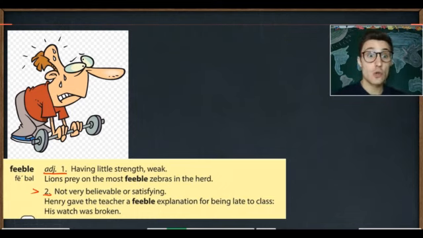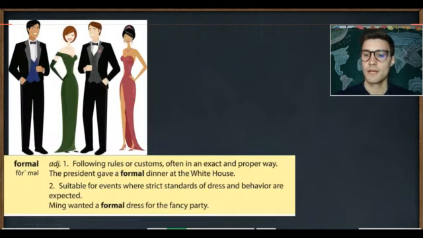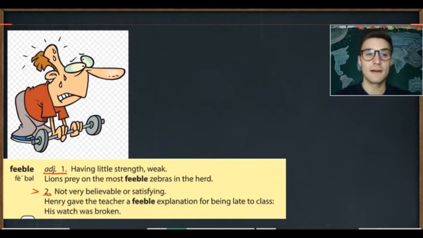Today I saw a pig fly. That is a very feeble story, right? Not believable. So feeble can mean weak, so lacking strength, or not believable.